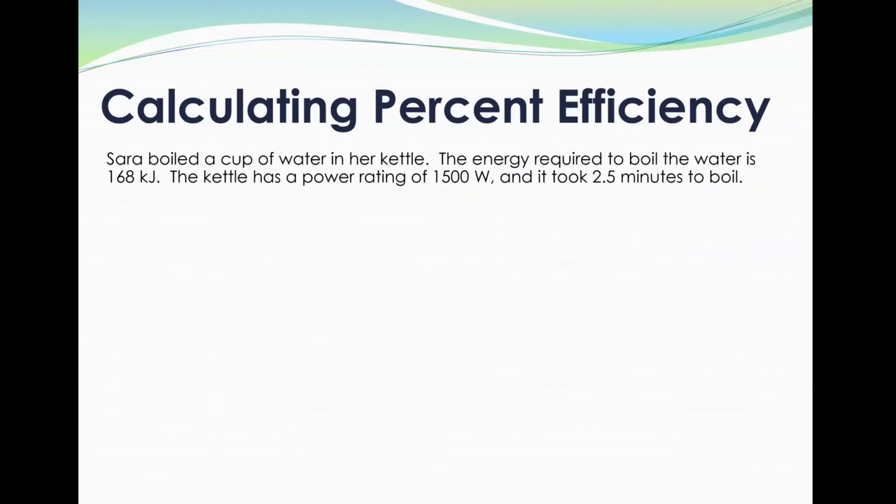So we can do another example. Sarah boiled a cup of water in her kettle. The energy required to boil water is 168 kilojoules. The kettle has a power rating of 1500 watts, and it took 2.5 minutes to boil. Okay.